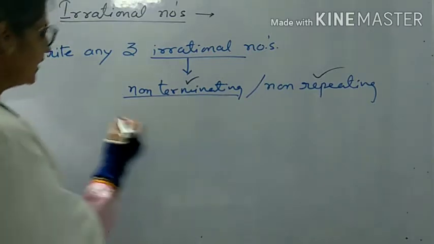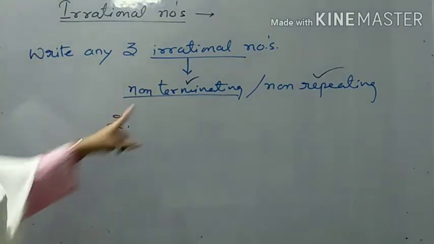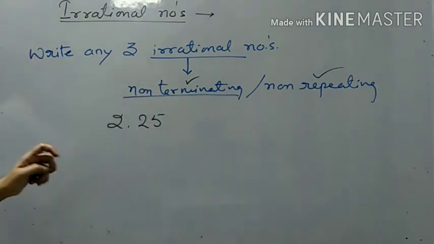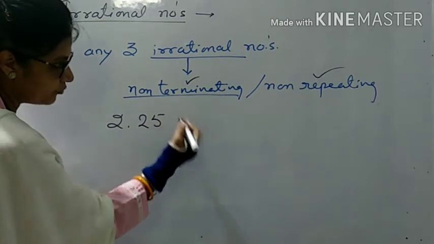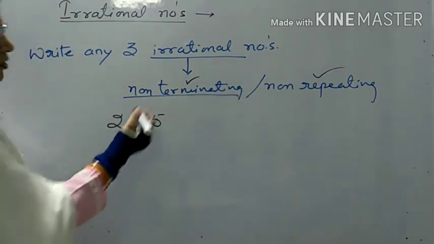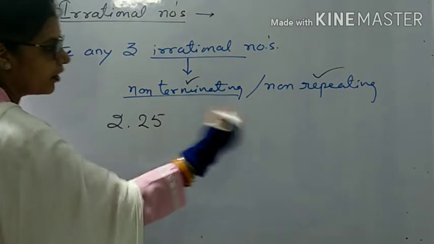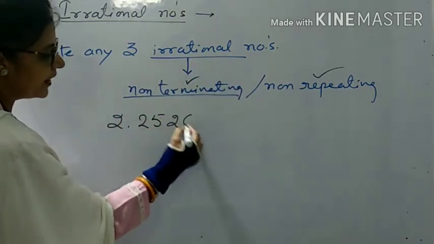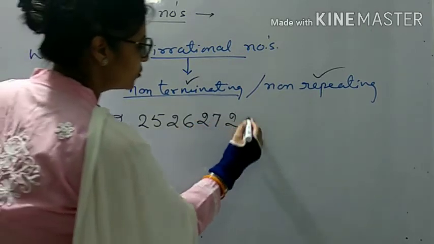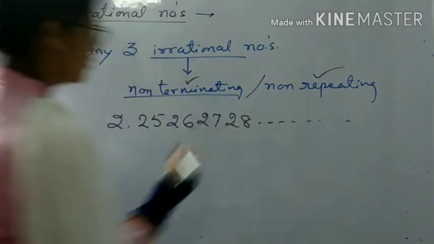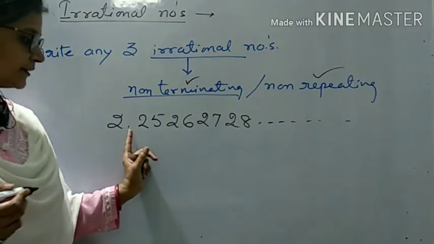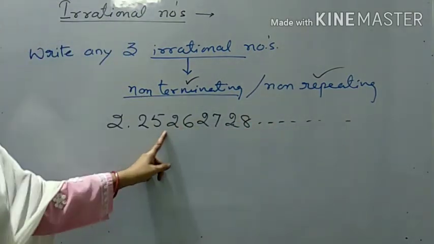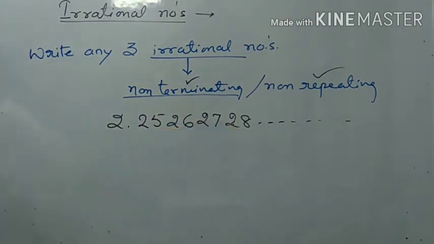We can take any decimal number, like I am taking 2 point. Now it should be non-terminating, it should not end. If I write 2.5, then it is terminating. And again if I write 2.525, it is repeating also. So I have to take care that it should be non-terminating and also non-repeating. So I can write 2.5678 and so on. Now see, the digits after the decimal are non-terminating and they are not repeating. Hence this is an irrational number.